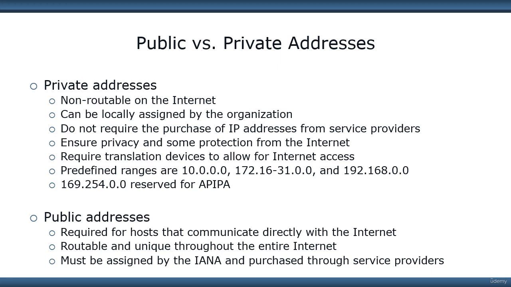That's why 99% of the time when you sit down to a computer in a business, you're going to see an address that's either in the 10 dot, the 172.16 to 31, or the 192.168 ranges, because those are the predefined ranges that are reserved for private addressing. There is a fourth. It was reserved by Microsoft. That's 169.254.0.0 for the automatic private IP addressing.